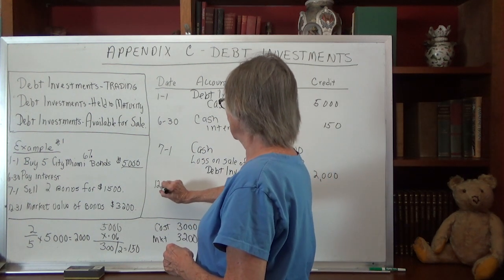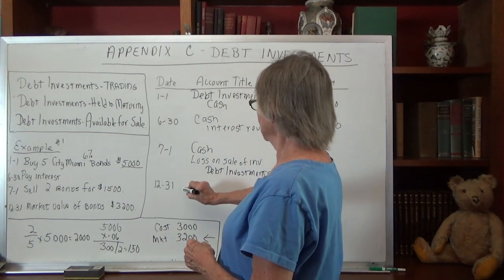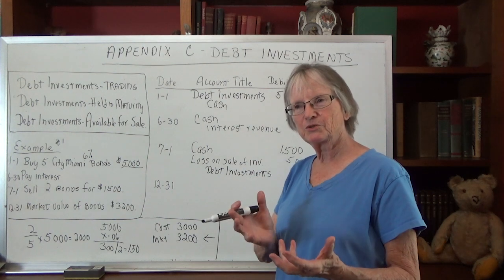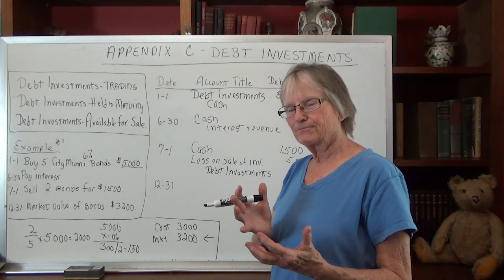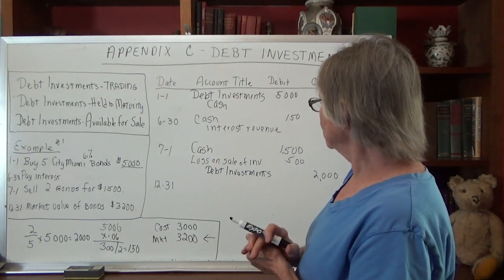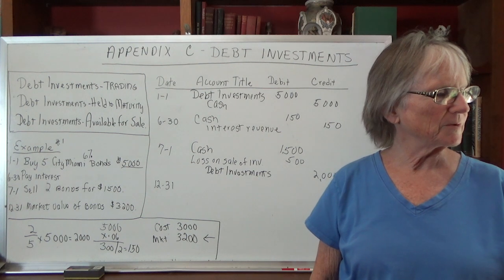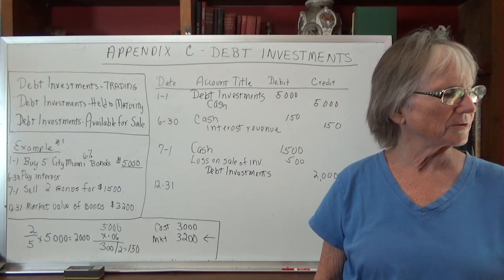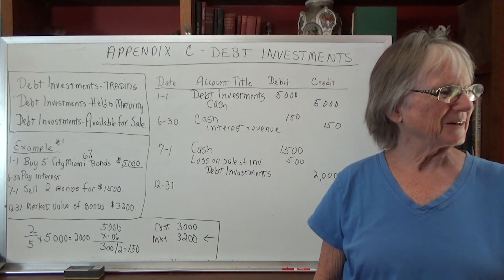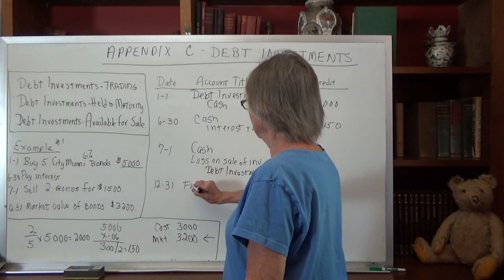So at 12/31, we make an adjusting entry to get there. We haven't sold these securities, but we're going to adjust the fair value. The fair value has gone up. So we're going to be using an account called, let's see, where are we here? We're going to go fair value adjustment trading.